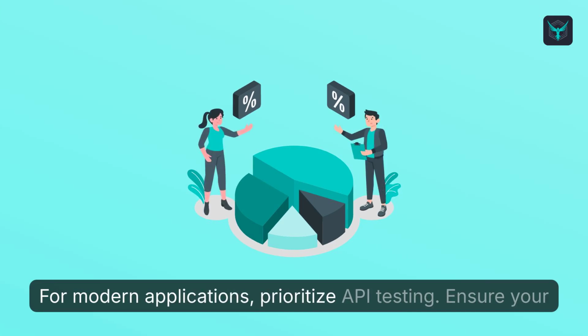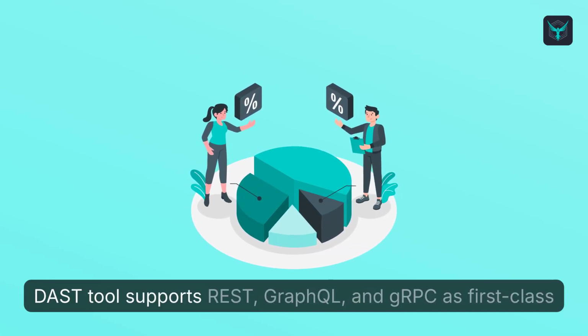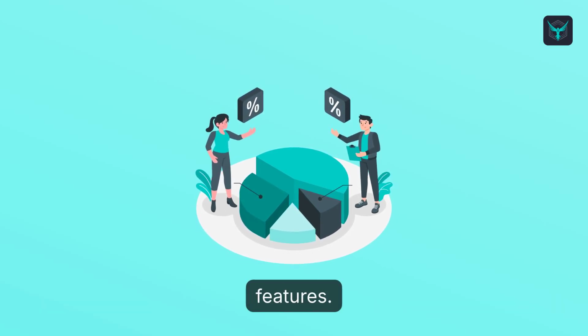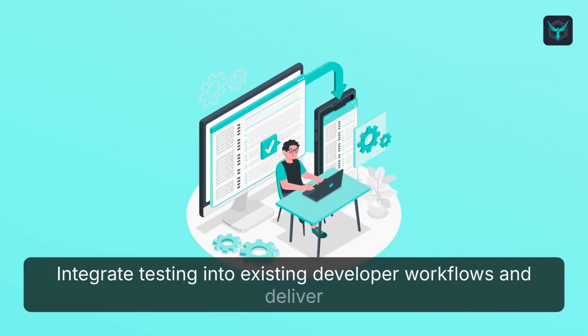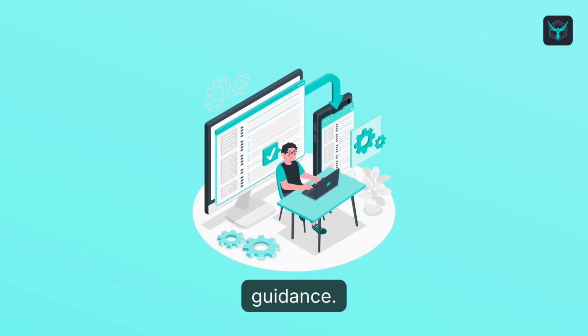For modern applications, prioritize API testing. Ensure your DAST tool supports REST, GraphQL, and gRPC as first-class features. Integrate testing into existing developer workflows and deliver results directly in developer tools with clear remediation guidance.